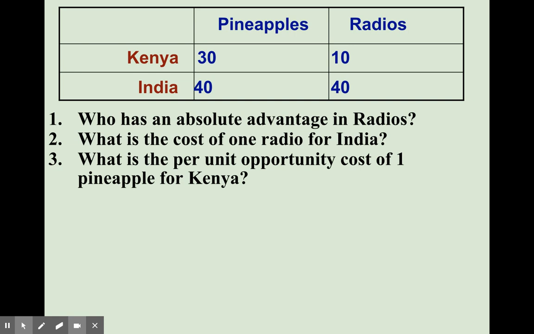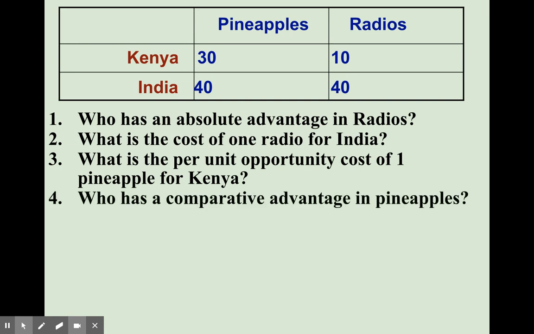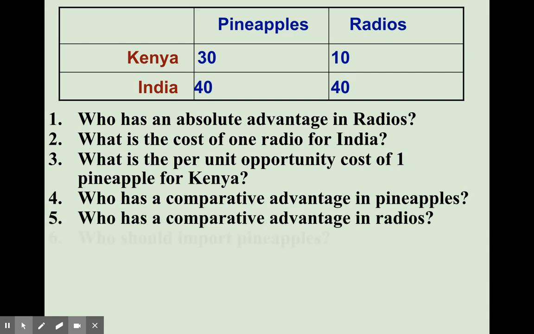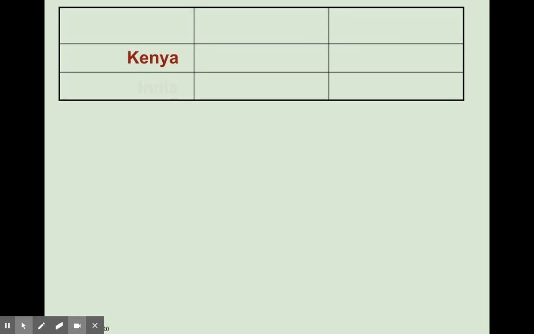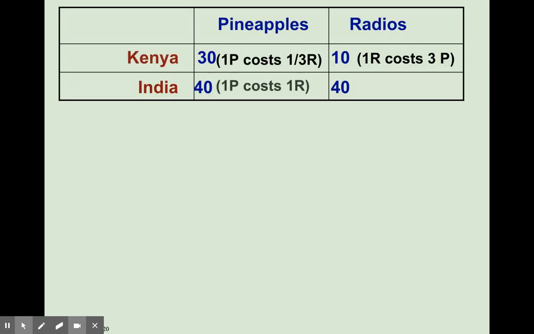What is the per unit opportunity cost of one pineapple for Kenya? Who has a comparative advantage in pineapples? Who has a comparative advantage in radios? Who should import pineapples? And trading one radio for how many pineapples would benefit both countries? Let's take a look at the answers.